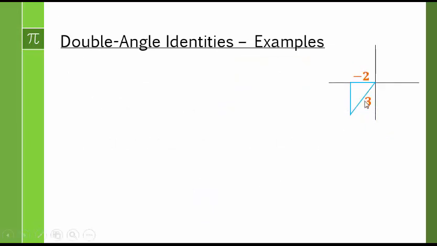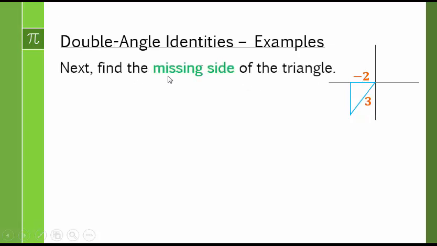So as we look here, we have the adjacent side of negative 2 and the hypotenuse of 3. We find the missing side with a squared plus b squared equals c squared. Our missing side goes down, so we find out that that side is negative square root of 5.